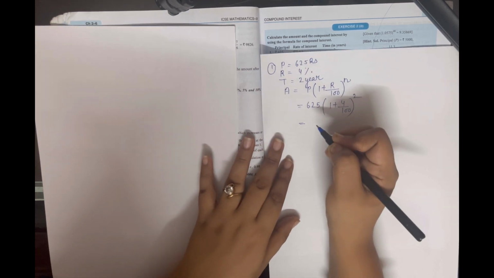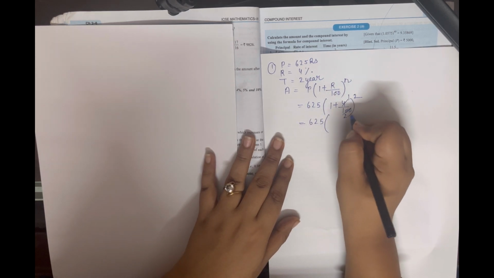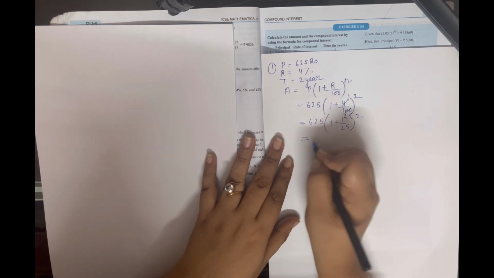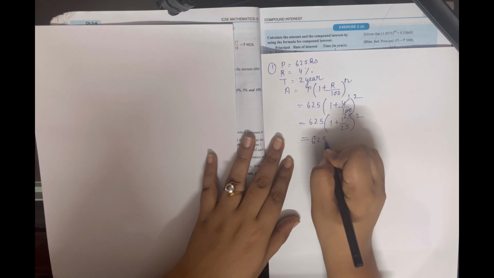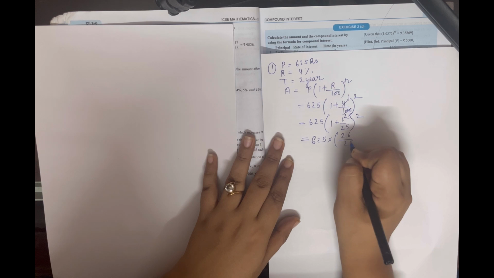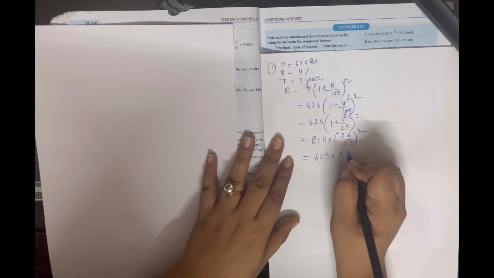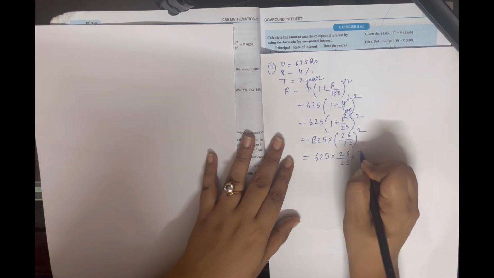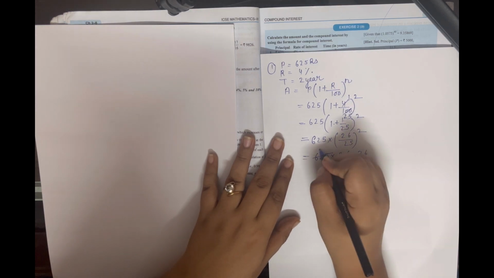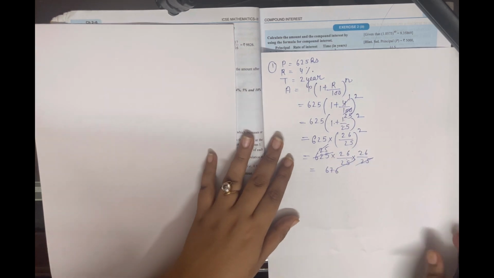So 625, 4 ones are 4, 4 twos are 8, 4 fives are 20. So 1 plus 1 by 25 raised to power 2, that is 625 times (26 by 25) times (26 by 25). 25 into 25 cancels with 625, and 26 multiplied by 26 is 676.